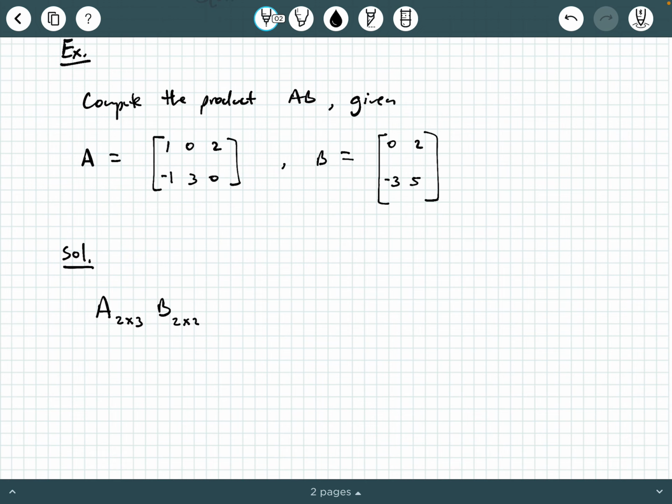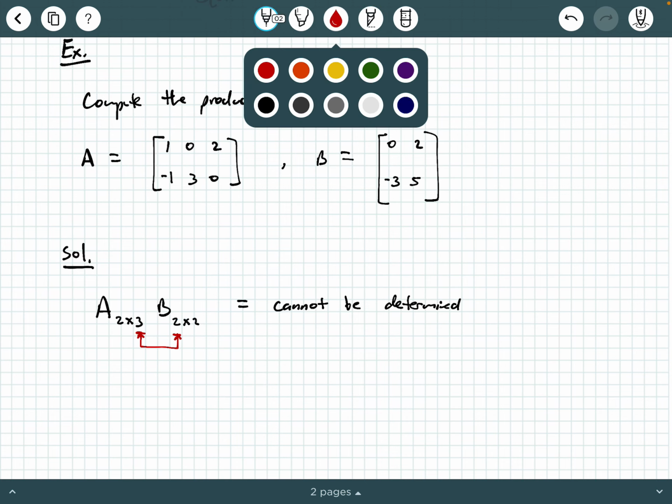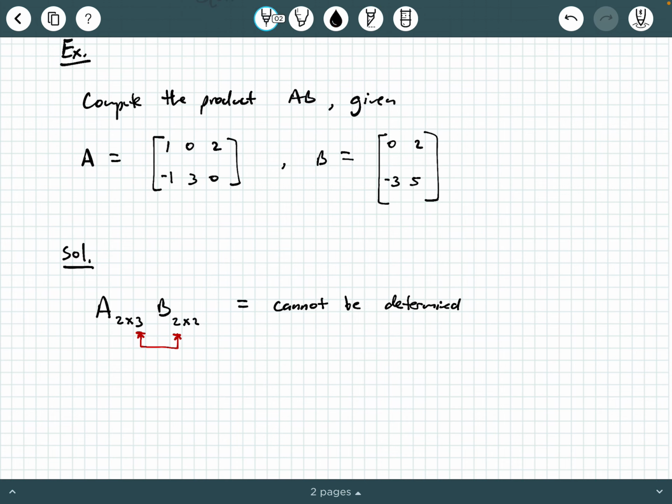And what do we do next? Well, that's it. This cannot be determined, or does not exist. Why? Because, again, the number of columns of A does not equal the number of rows in B. Okay, so let's do another one where we actually can perform this. Another example, okay?